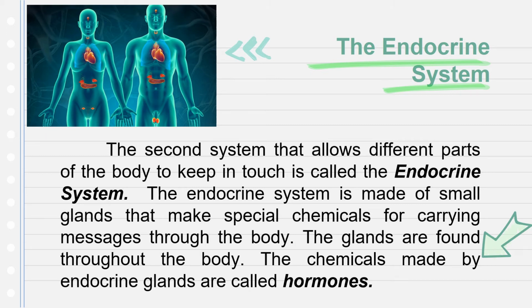The second system that allows different parts of the body to keep in touch is called the endocrine system. The endocrine system is made of small glands that make up special chemicals for carrying messages through the body. The glands are found throughout the body. The chemicals made by the endocrine glands are called hormones.